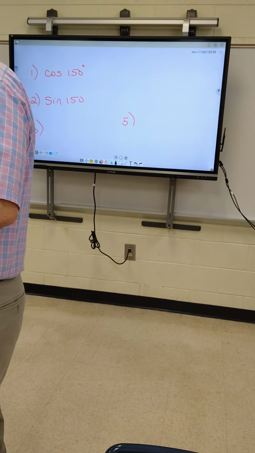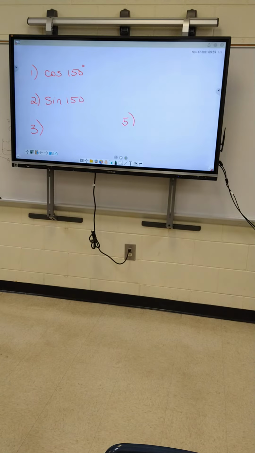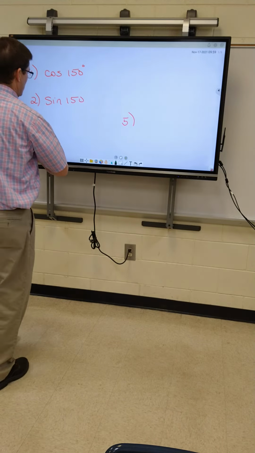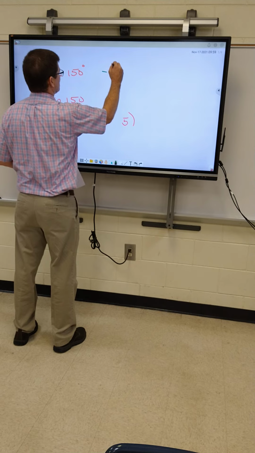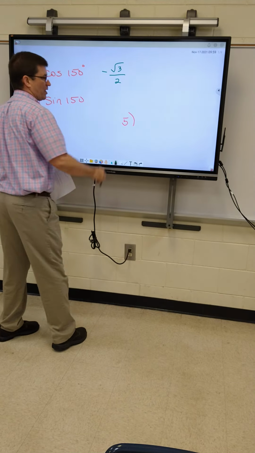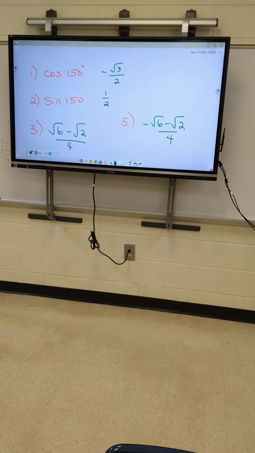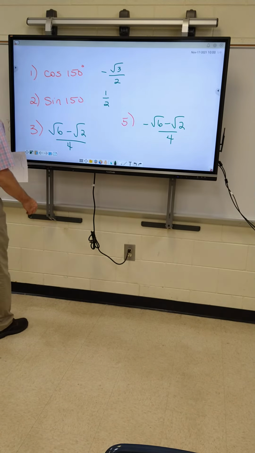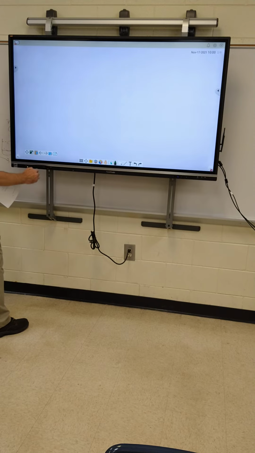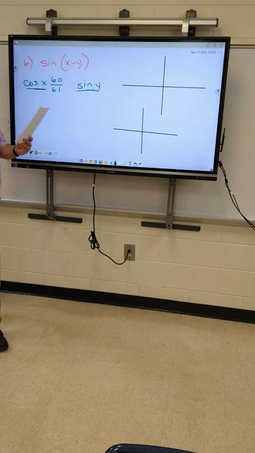So number 1, cosine of 150, what you got? You want it in decimal? No, you can leave it as a fraction. Negative root 3 over 2 is what I had. Is that right? All right, so y'all type 1 through 5 in. I'll give you a second. For number 5, it takes a little bit more time. Yes, I don't have the grades in yet, though. All right, so let's go to the next, number 6.